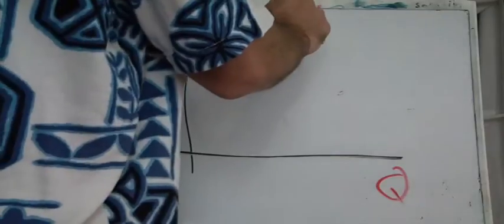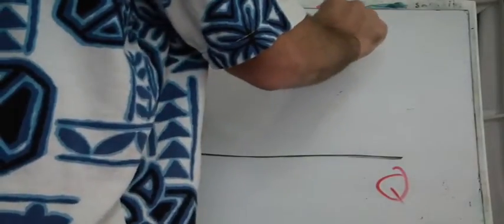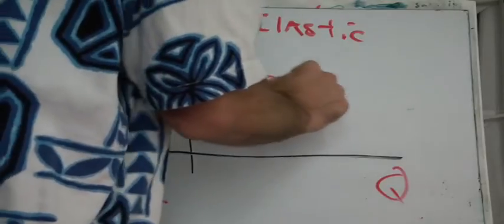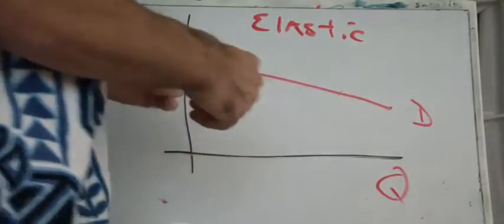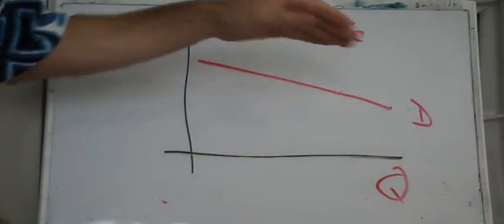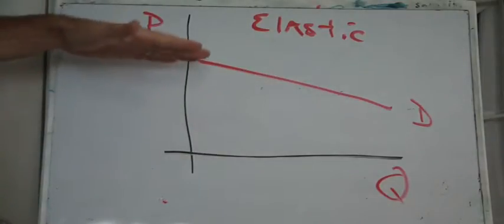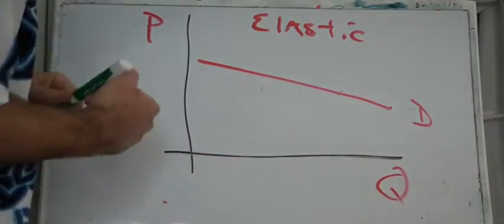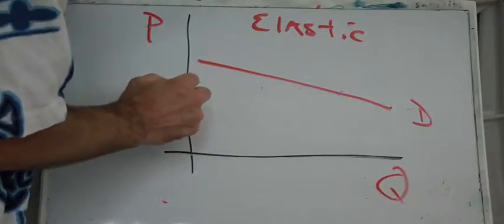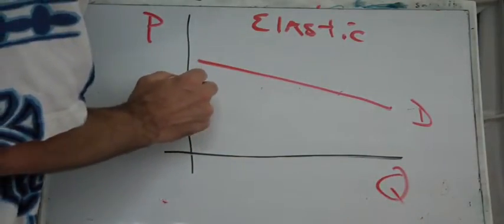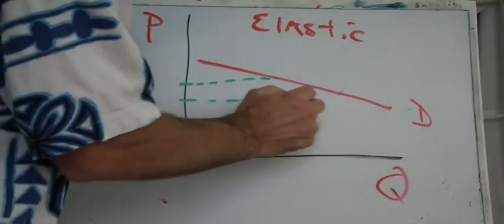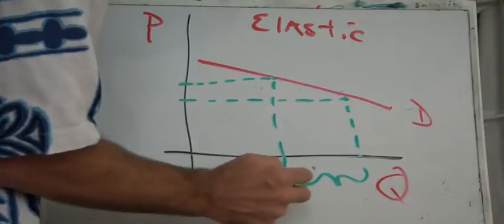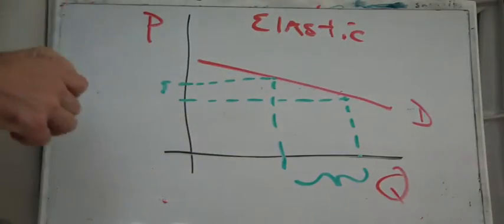So in the first case, we've got elastic demand, and it looks more or less like this. Fairly flat. And that means that a small change in price relates to a big change in quantity. So if I raise or lower the price just a little bit, the change in quantity is going to be huge compared to the small price change.